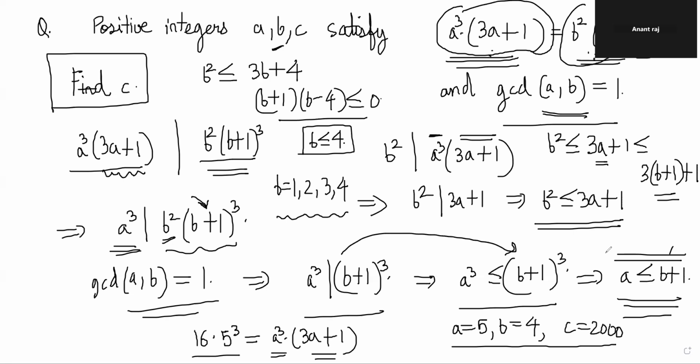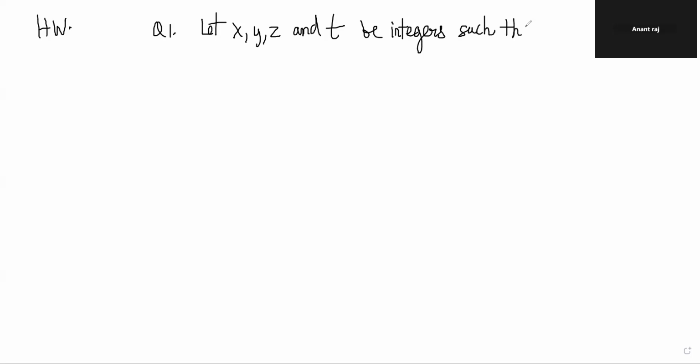Okay, there are a couple of questions you can try for homework. Question 1 is this. Let x, y, z, and t be integers such that xy is equal to zt.